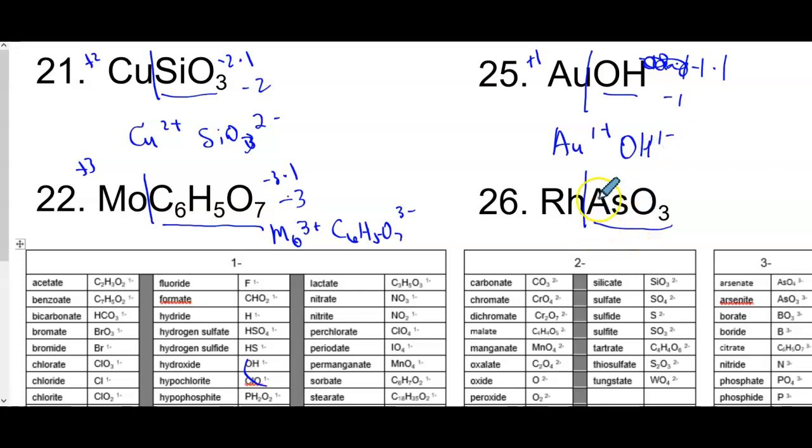Okay. This is a unit of AsO3. I can see it here, and it's going to be a 3 minus, and there's 1 unit, so that's negative 3. So make this plus 3. So we'd have it as Rh 3 plus and AsO3 3 minus. You should be filling out your notes because you're going to get credit for doing the notes.